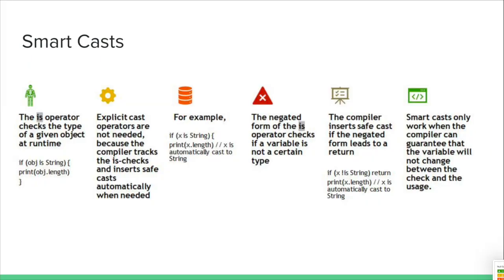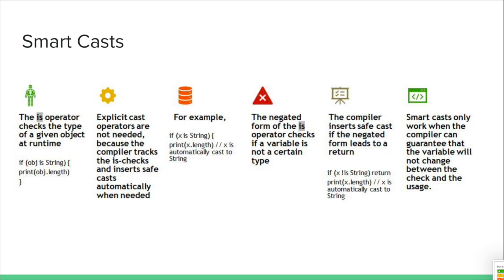Another great feature about Kotlin is SmartCast. In Kotlin, we can check whether an object conforms to a given type at runtime by using the is operator, like the example below. In many cases, explicit cast operators are not needed in Kotlin because the compiler tracks the is checks and inserts safe casts automatically when needed. So for example, if we declare a variable x and we don't give it a type, and then we say if x is a string and it evaluates to true, then x will automatically be cast to a string.